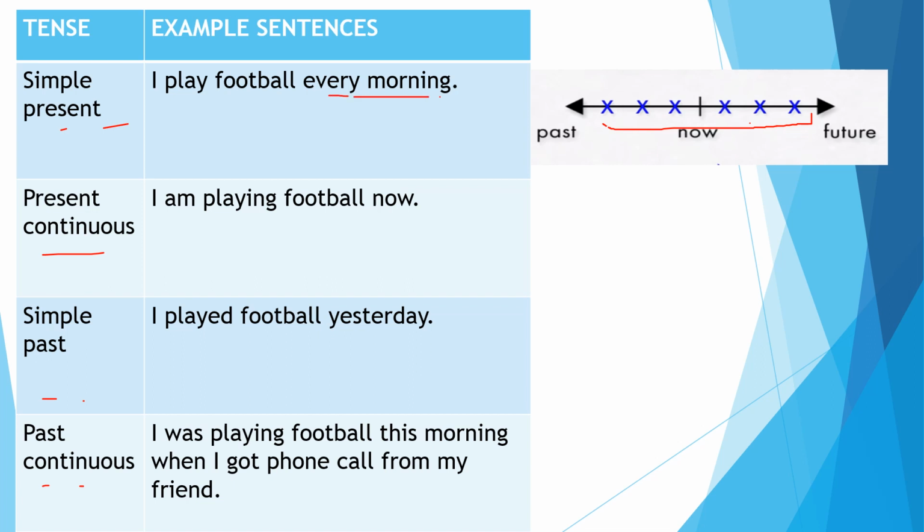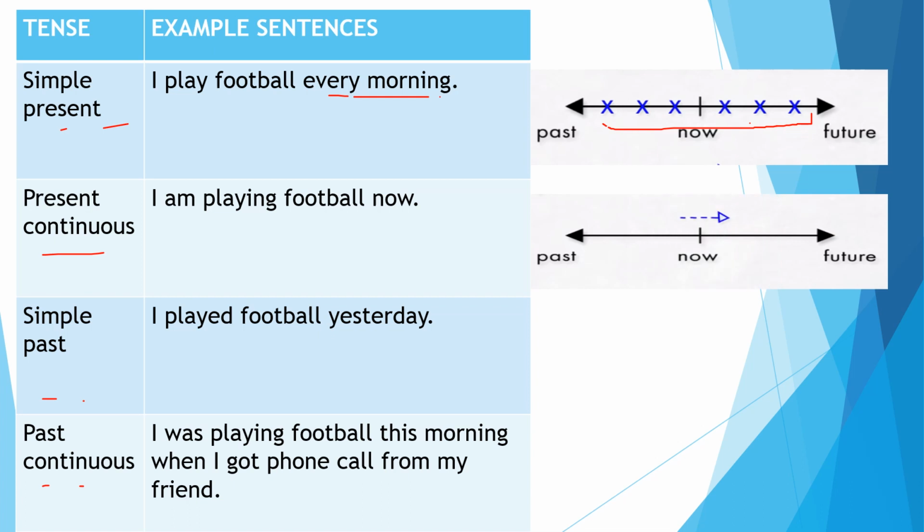Okay, coming to the next, that is present continuous. This tense talks about an action that is happening right now. When we are talking about it, that thing is happening. I am playing football now.